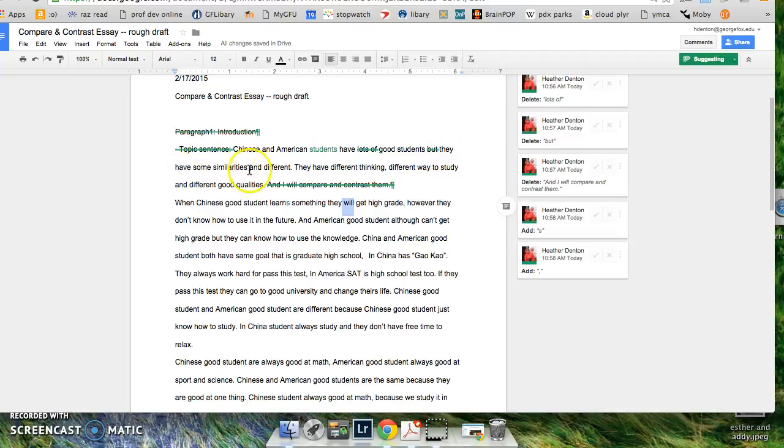However, they have some similarities and some differences. You can say similarities, but you have to change this word to differences. These students have different thinking. You can eliminate this. Different ways of studying, comma, and different good qualities. I want you to be more specific here because different good qualities is extremely general. Tell me specifically what are their good qualities. Maybe they're intelligent, maybe they're motivated, whatever it is. Change something to be a little bit more specific here.